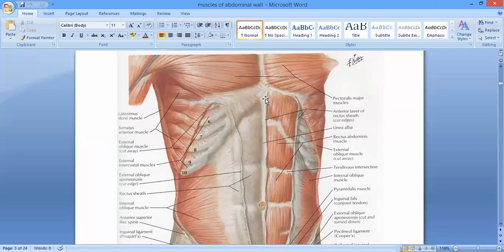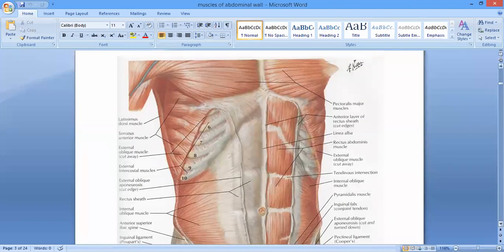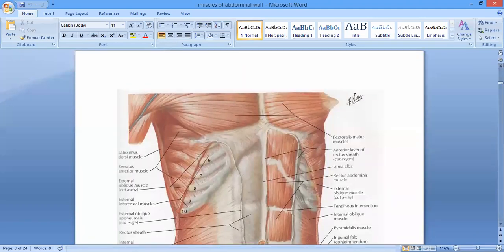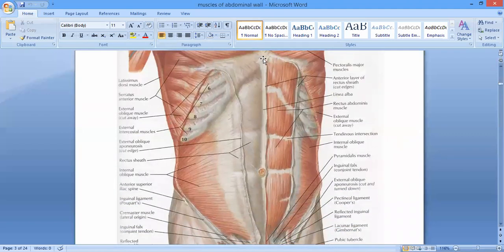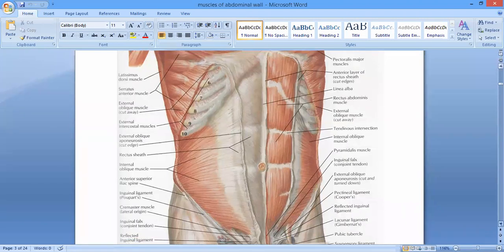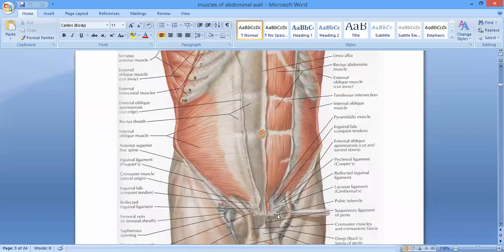What is the extension of the linea alba then? I told you before. The linea alba extends from the tip of the xiphoid process from here up to the pubic symphysis, in the midline. Is it clear?